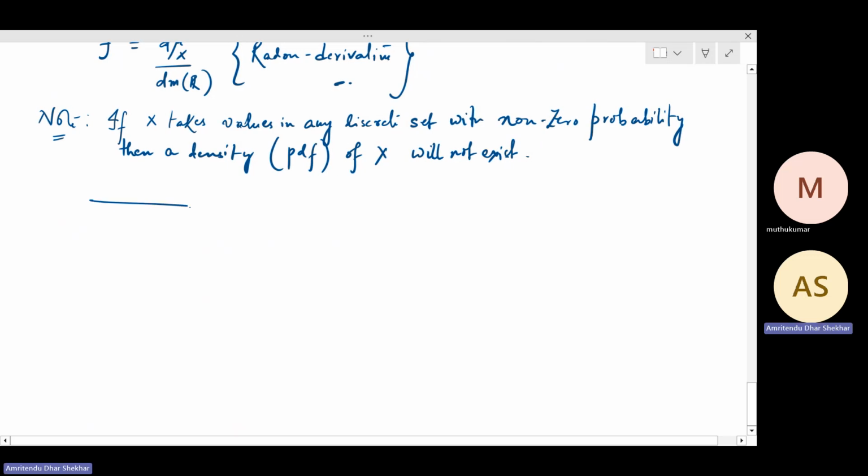Now when such a PDF exists, the PDF is going to be equal to the derivative of the CDF. So the PDF is equal to the derivative of the CDF.